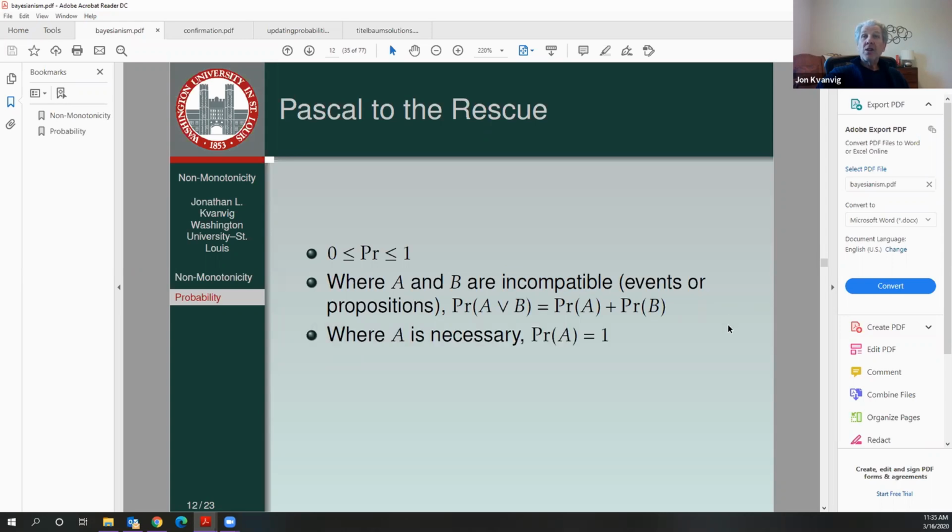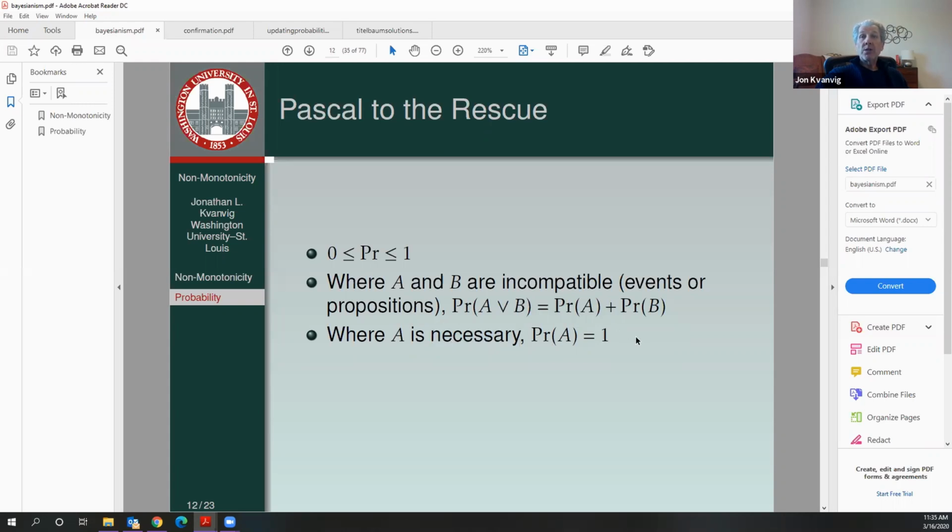Next, now this can be formulated in different ways. So sometimes it's said where A is a tautology, its probability is 1. Sometimes it's put in the way I put it, where A is necessary, its probability is 1. Sometimes, even worse, it's put this way, where A is certain instead of necessary, its probability is 1. I think the certainty account is the most misleading. Tautology, it would be fine, but I like the language of what's necessary.